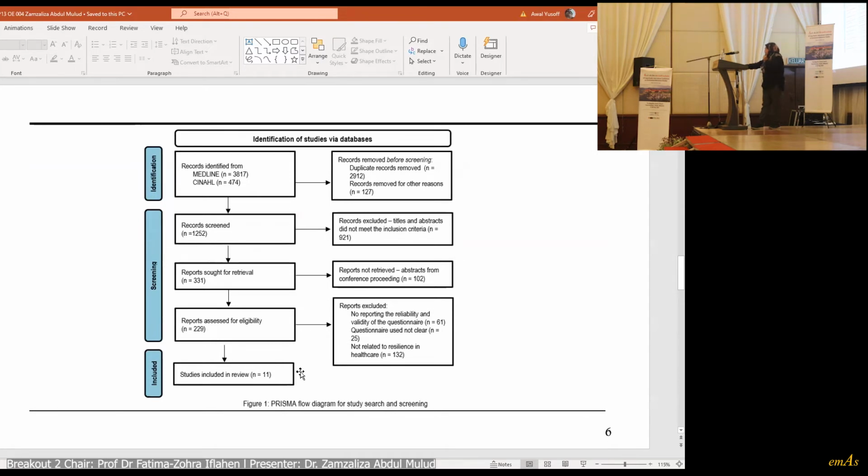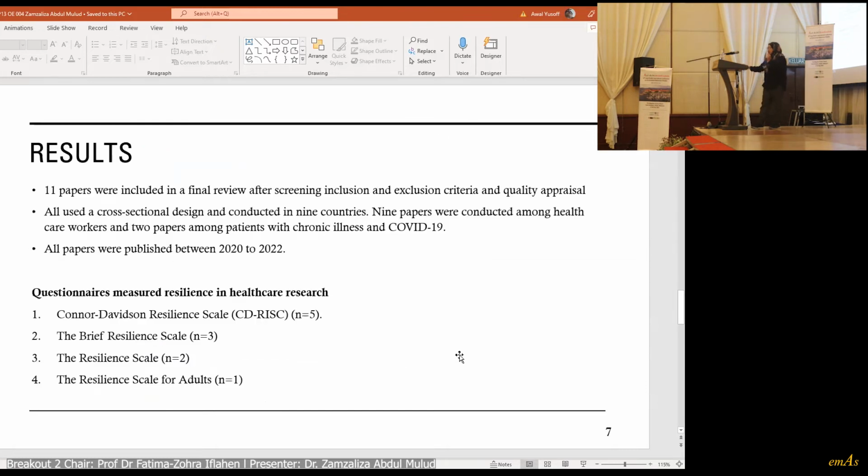fulfill the inclusion criteria. Most of the papers that we excluded were due to non-reporting of reliability and validity of questionnaires, unclear use of questionnaires, self-developed questionnaires, and not being related to resilience in healthcare research. Okay, for the results, 11 papers were included in the final review after screening for the inclusion criteria and quality appraisal.